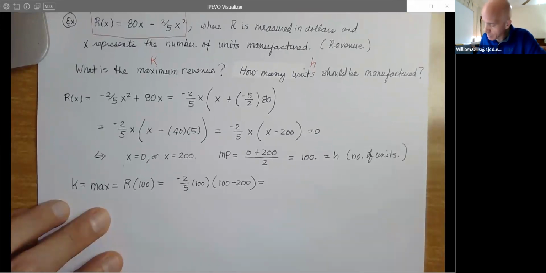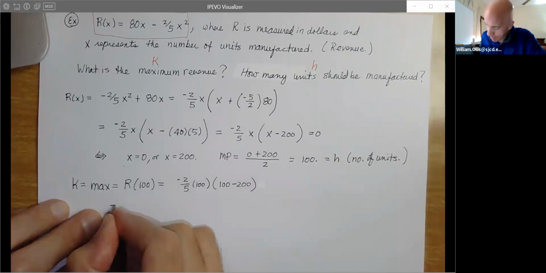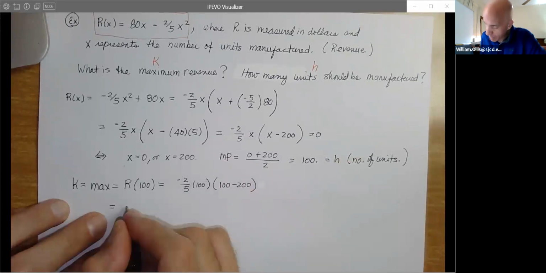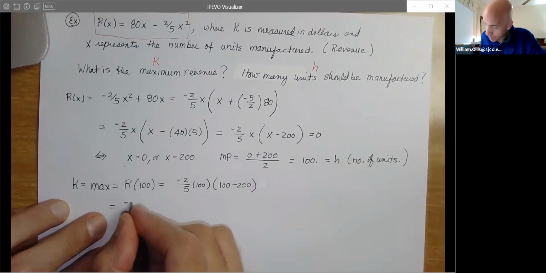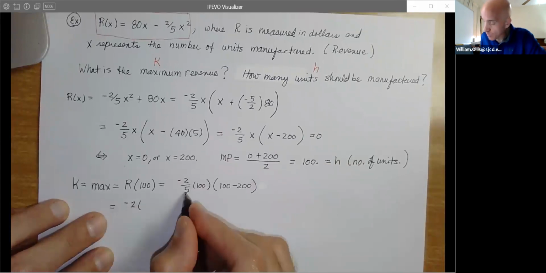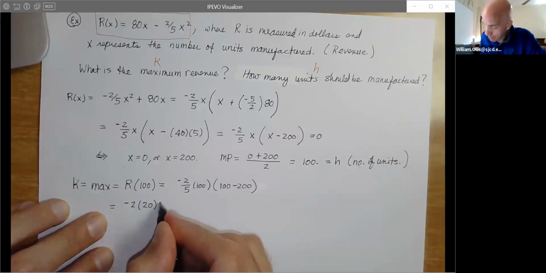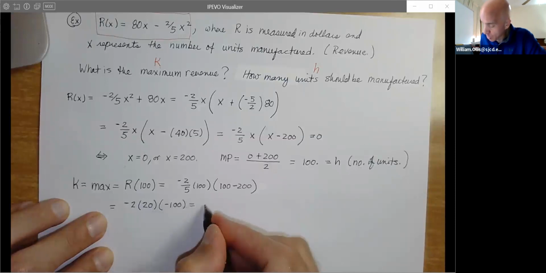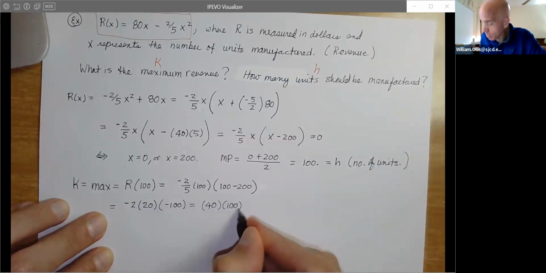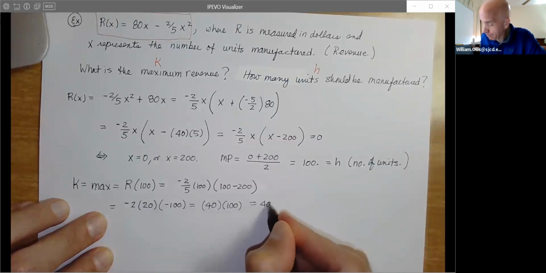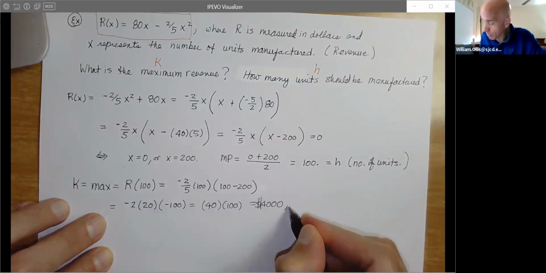So what does that give us? So now we have two negatives. Well, we've got negative 2. And then, of course, 5 into the 100, that'll give us a 20. And then, of course, here we get a negative 100. So this will just be 40. The negative is absorbed times 100, which is 4,000. And so this gives us the maximum that we're looking for.